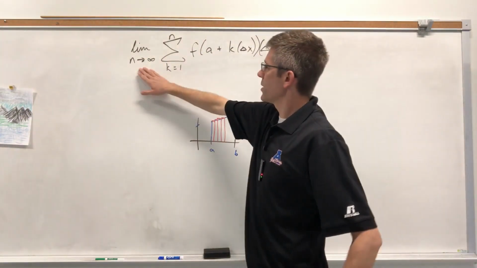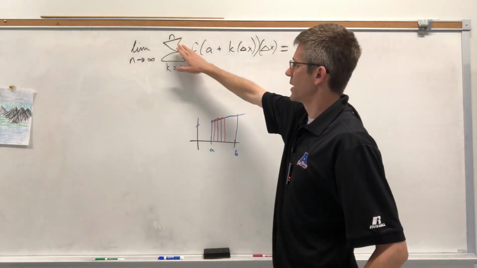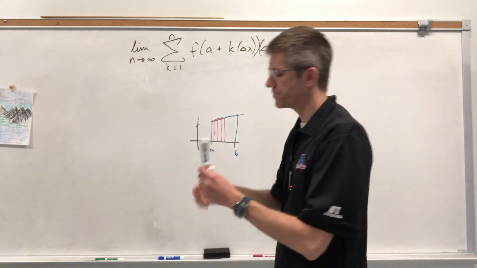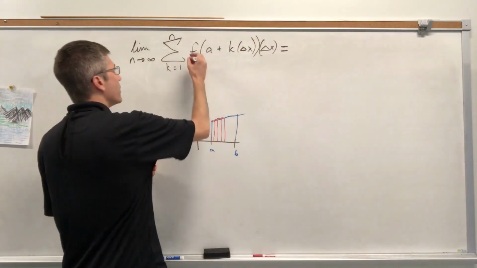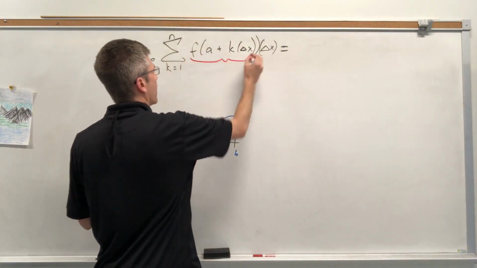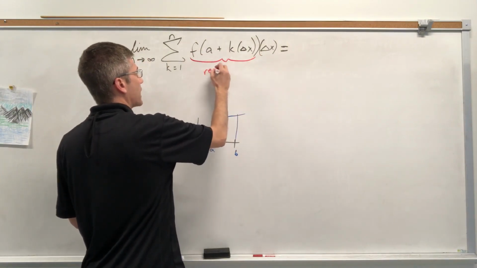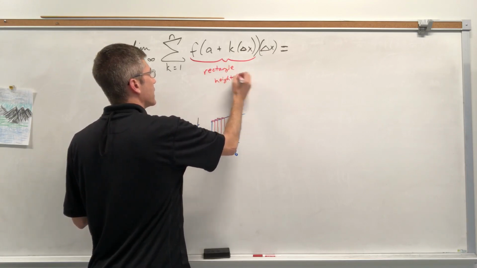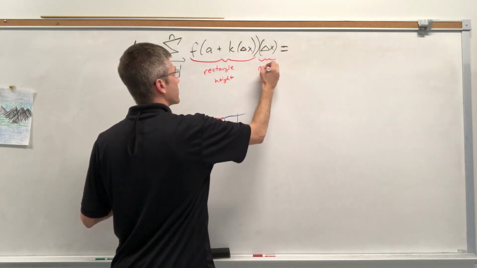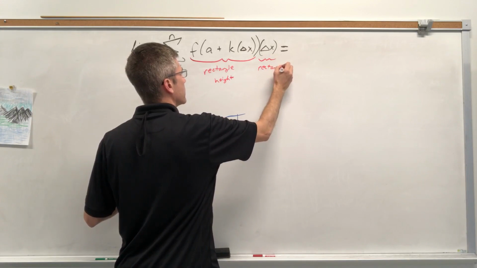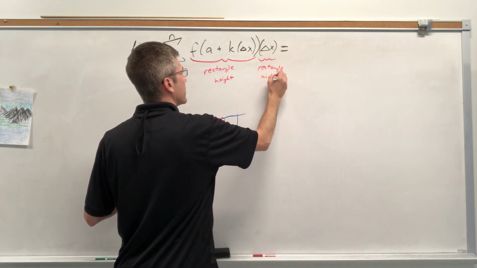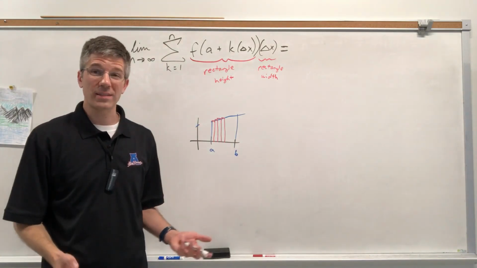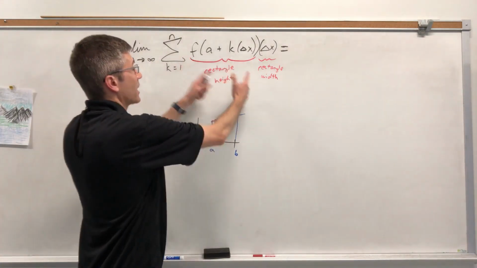So, the limit as n approaches infinity of the sum from 1 to n. We're going to just keep counting, plugging in 1, 2, 3, 4, 5, 6, 7, 8 for k. And f of all this stuff, this is the rectangle height, and this guy right here is the rectangle width. So basically we're going to be finding an infinite number of rectangle areas and adding them together. Here's the height, there's the width.